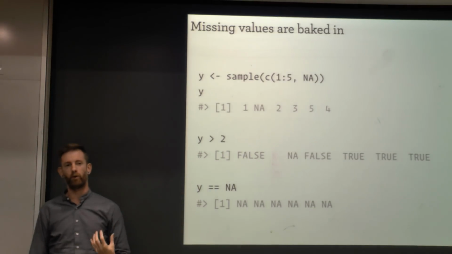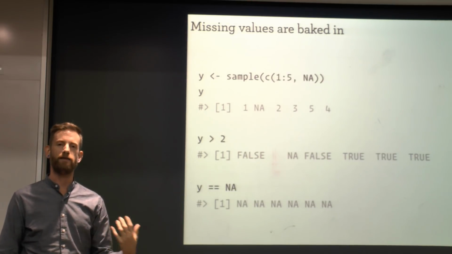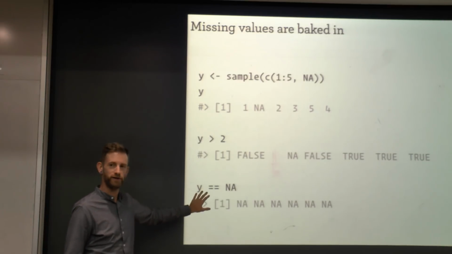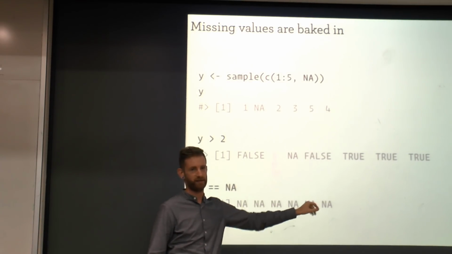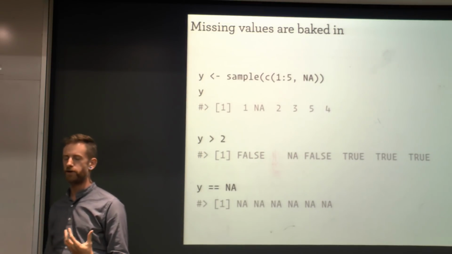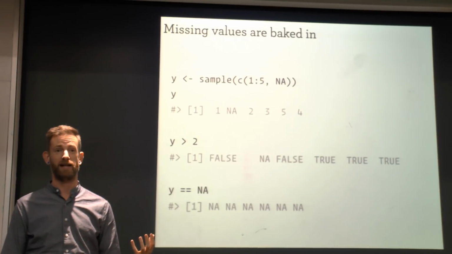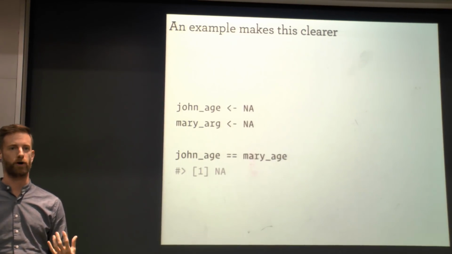Now, the thing that's a little bit weird about missing values is you might say, well, tell me what values in my vector are equal to a missing value. And if you do that, the missing values propagate and you just get missing. And this is a little bit confusing at first. Why does a missing value not equal a missing value? And I think you can understand that by making it more concrete.